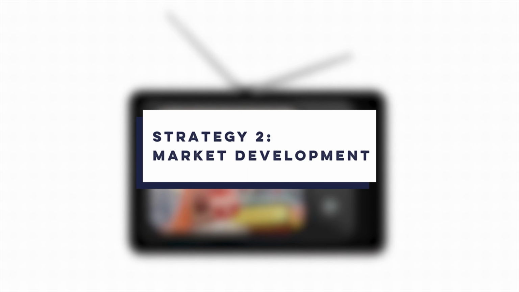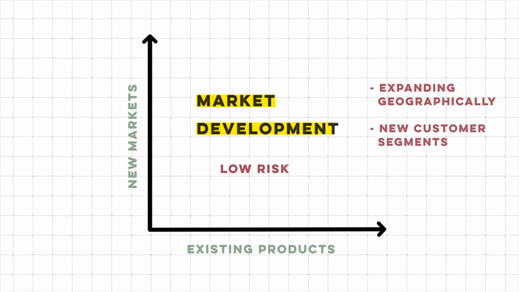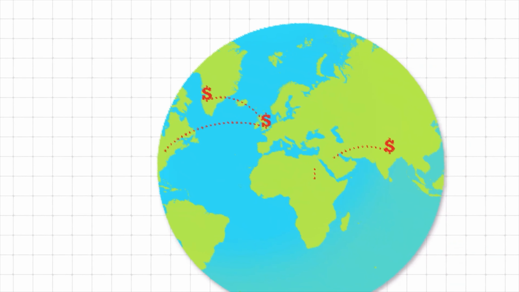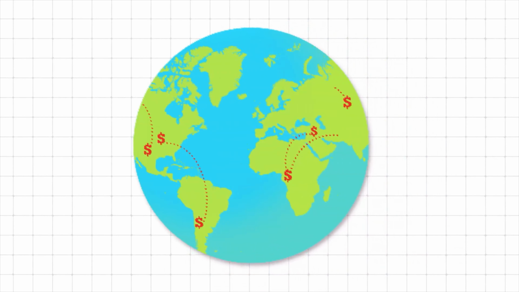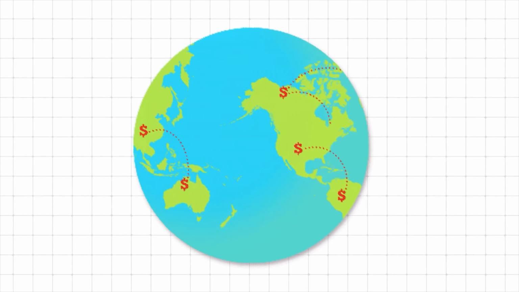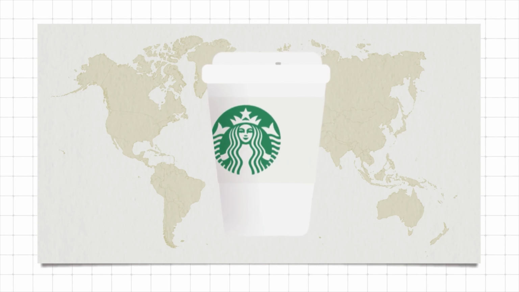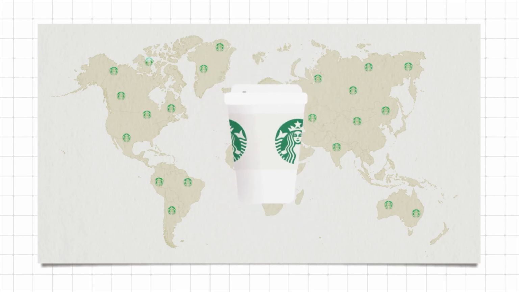Strategy 2 is market development. Market development involves selling existing products in new markets. This could mean expanding geographically or targeting new customer segments. Companies may incur higher costs due to the need for market research and new distribution channels, and their marketing efforts need to appeal to new customer segments or regions. For instance, Starbucks entering new countries to sell its coffee is a classic case of market development.